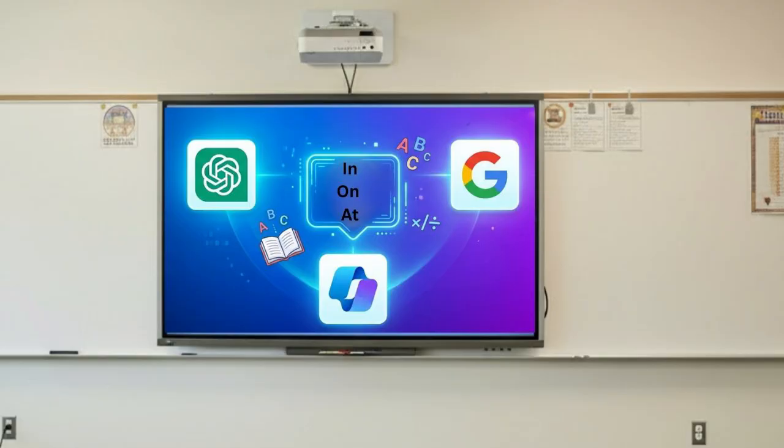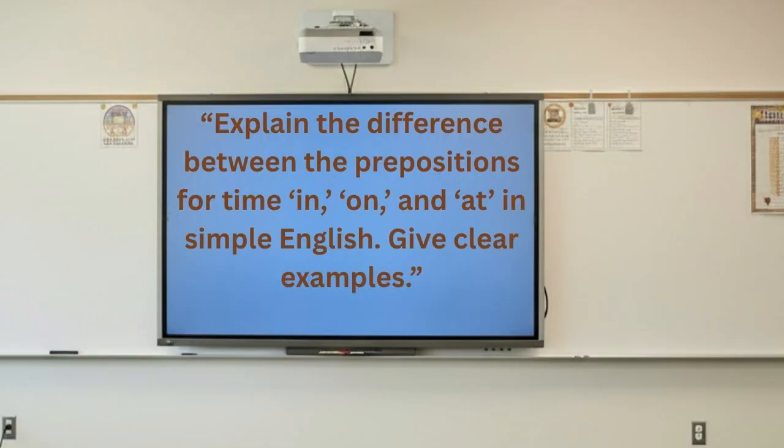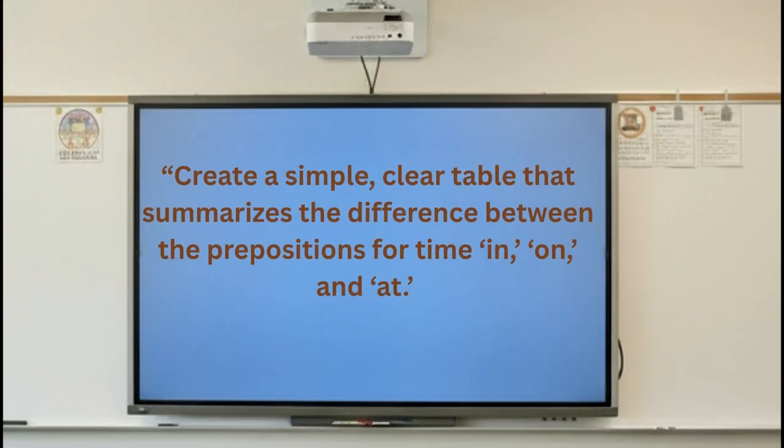And for this example, I will show you how to use 3 of the main AI models: Google's Gemini, ChatGPT, and Microsoft's Copilot. To do that, I'm going to use one simple prompt. Explain the difference between the prepositions for time in, on, and at in simple English. Give clear examples. Then we will ask the AI model to create a table to summarize the information by using the following prompt. Create a simple, clear table that summarizes the difference between the prepositions for time, in, on, and at.